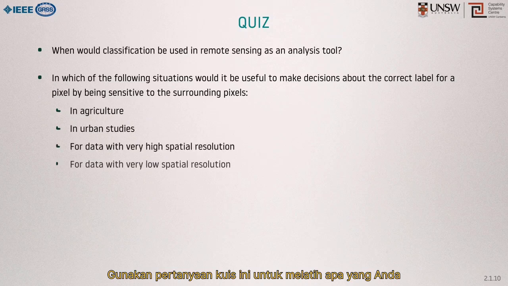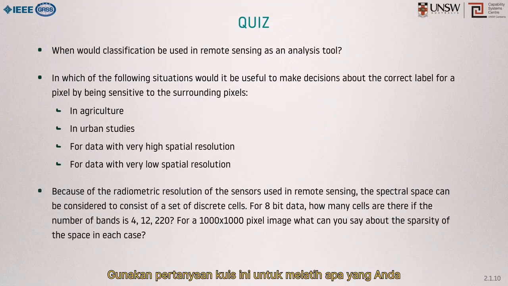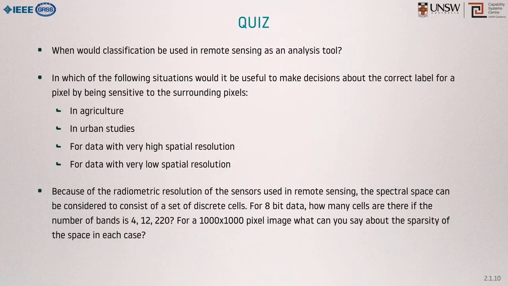Use these quiz questions to rehearse what you understand classification will do for you. Also, pay particular attention to the last question because it reveals some interesting properties of the data space or spectral space used in remote sensing.